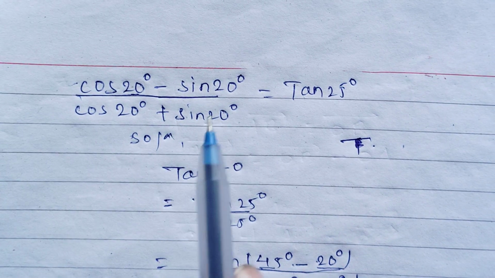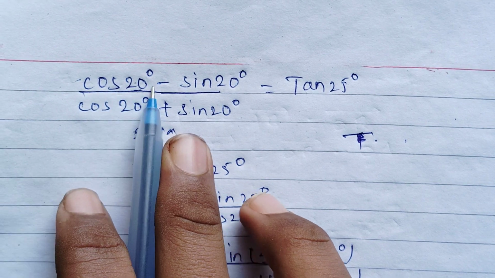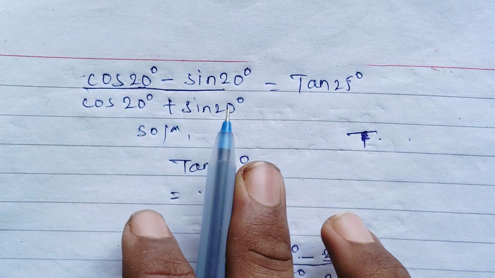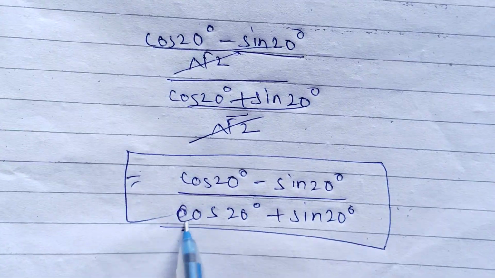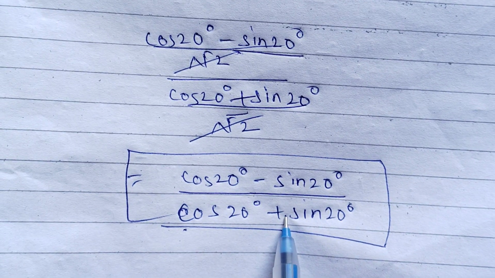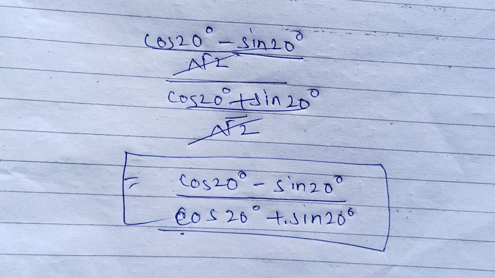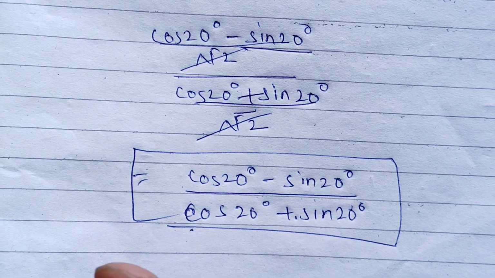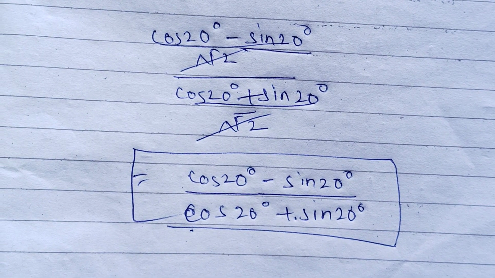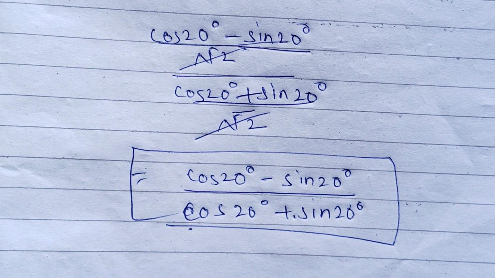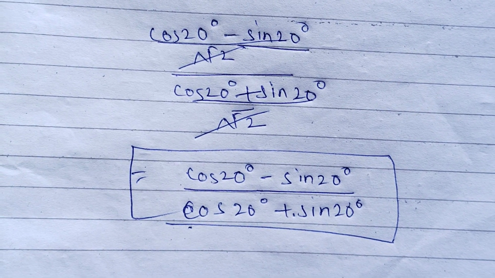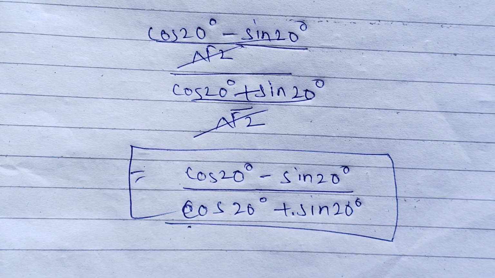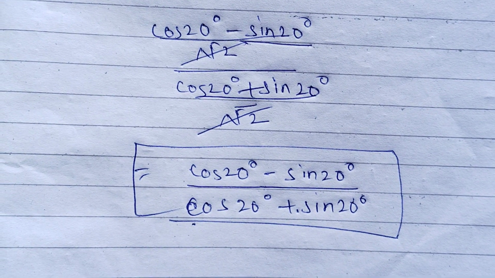The question is also cos 20 degrees minus sine 20 degrees by cos 20 degrees plus sine 20 degrees, and the same answer is proved here. So we prove the following. If you understand the following problem, then continue and you can do all types of such questions that come in your exams. And if you don't understand the following problem, then watch the video again.